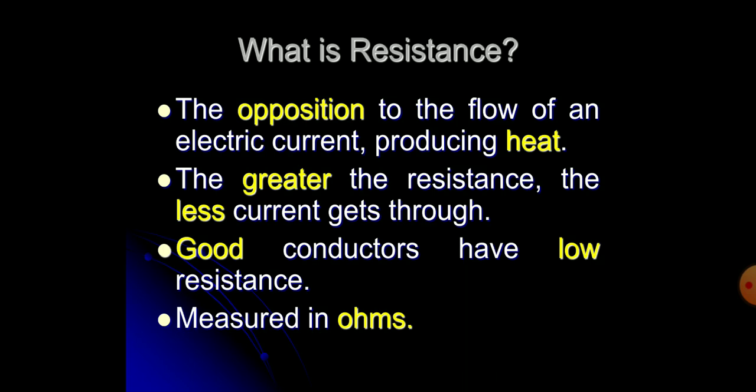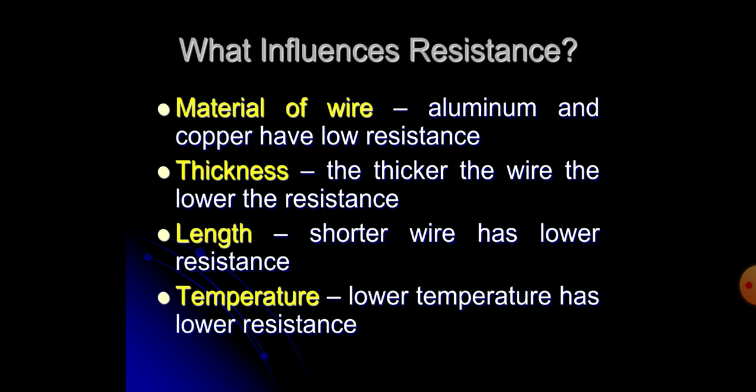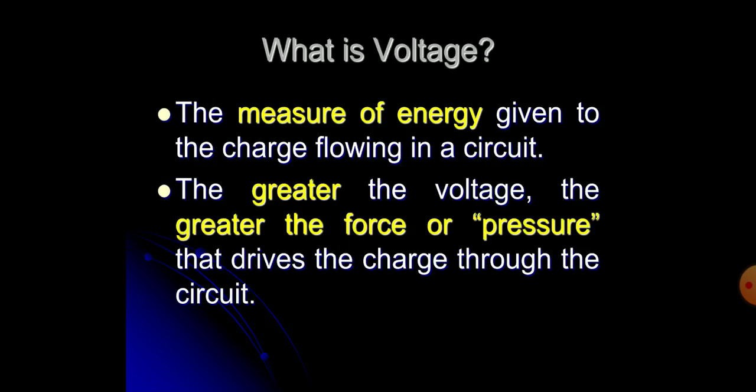What is resistance? The opposition to the flow of an electric current, producing heat. The greater the resistance, the less current gets through. Good conductors have low resistance. It is measured in ohms. What influences resistance? Material of wire, thickness, length, and temperature.